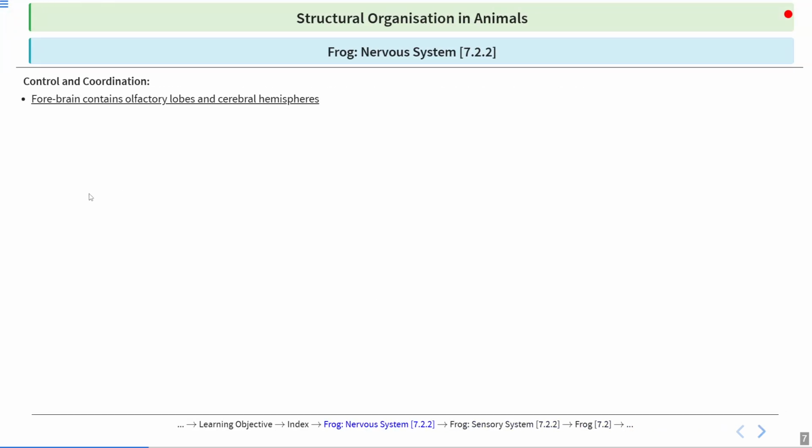Forebrain contains the olfactory lobes and cerebral hemisphere. Two parts are there, the olfactory lobe part and the cerebral hemisphere. The midbrain features the optic lobes. Optic lobes are related to vision. So it can be asked in the examination whether the midbrain of the frog is concerned with olfaction or vision or hearing, right? Or movement. So it is related to vision, right? Because it is having the optic lobes. Hindbrain includes the cerebellum and the medulla oblongata.